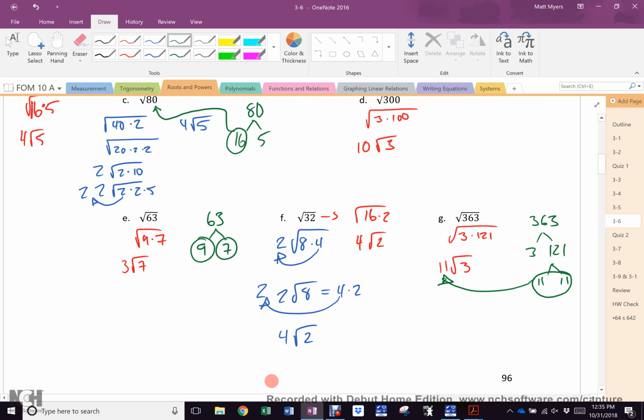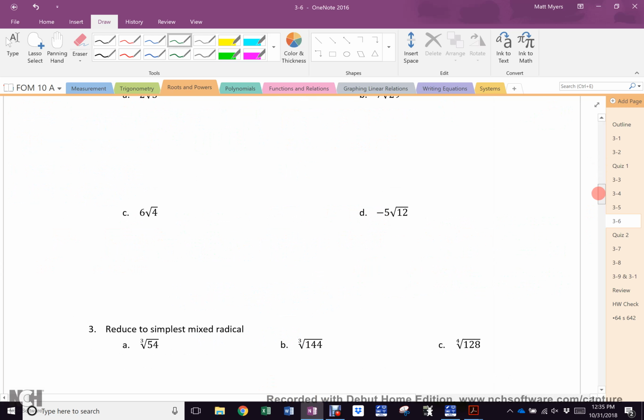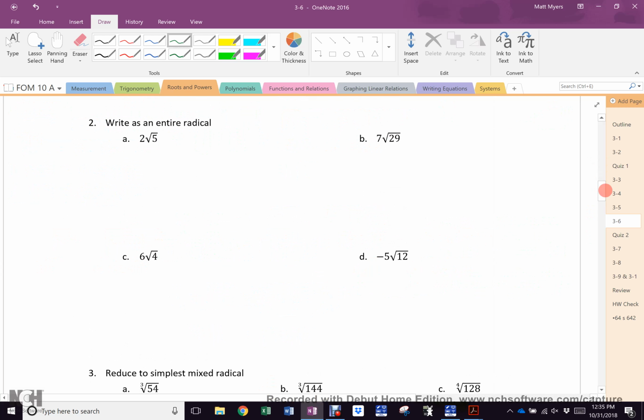Can everybody do this? Excellent. Turn the page over. What's different in number 2? We've already done the work, haven't we? So I want you to reverse it. If there's 1 2 out there, how many 2s had to be under there? 2. What's 5 times 2 times 2? 20. If there's 1 7 out there, how many 7s were under there?